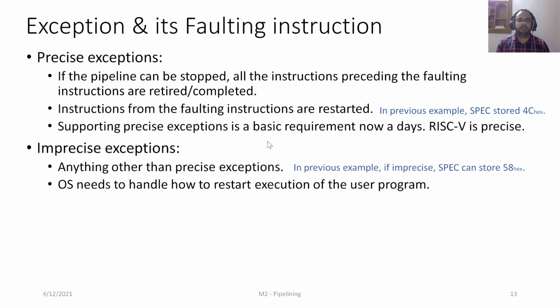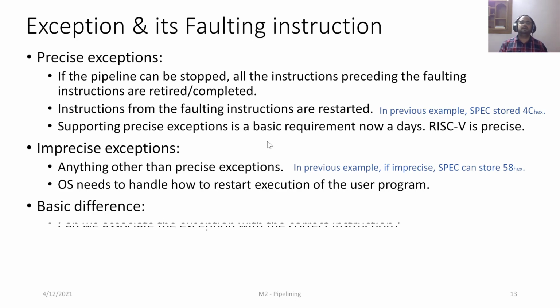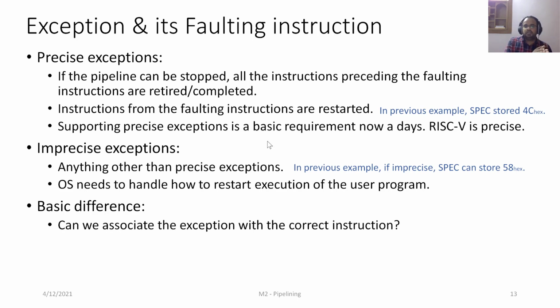You can sense that it is not always correct, but it is easier to implement when compared to precise exceptions, because precise exceptions need some extra information to be saved and retrieved. So the basic difference between precise and imprecise exception is, are we able to associate an exception with its instruction? If we are, then it's called precise. If we cannot, it's called imprecise.